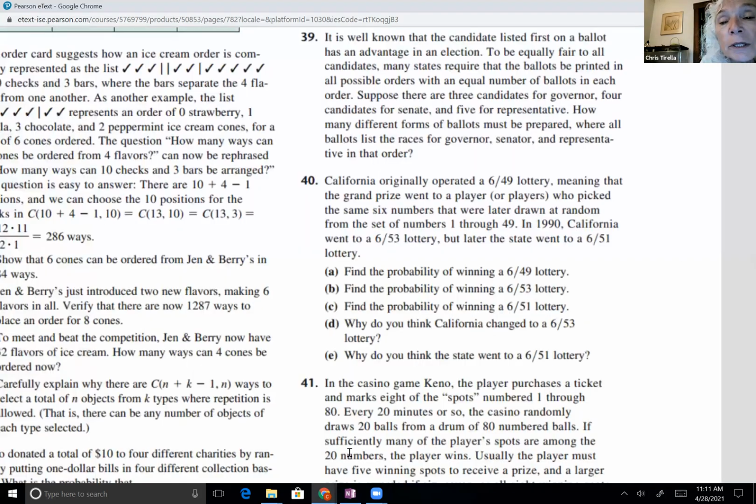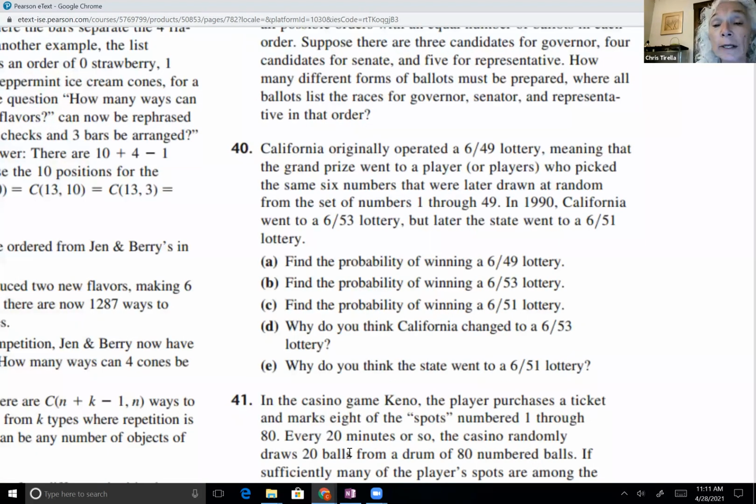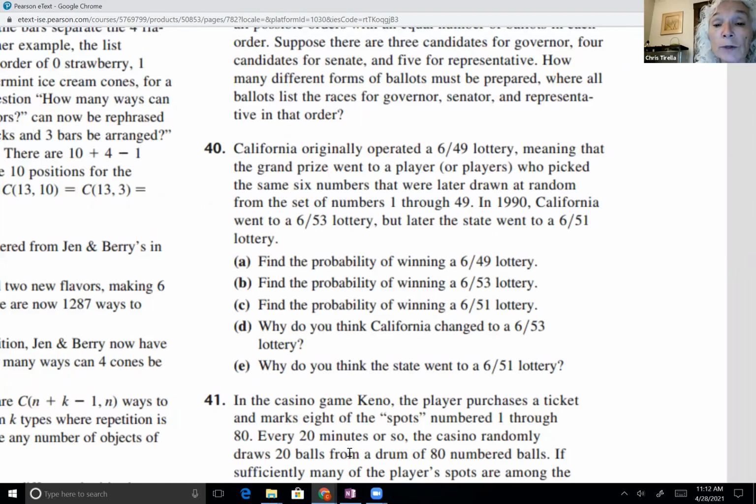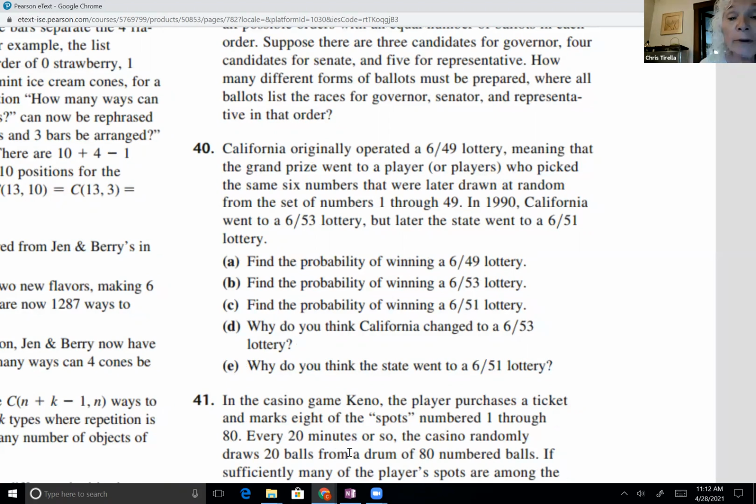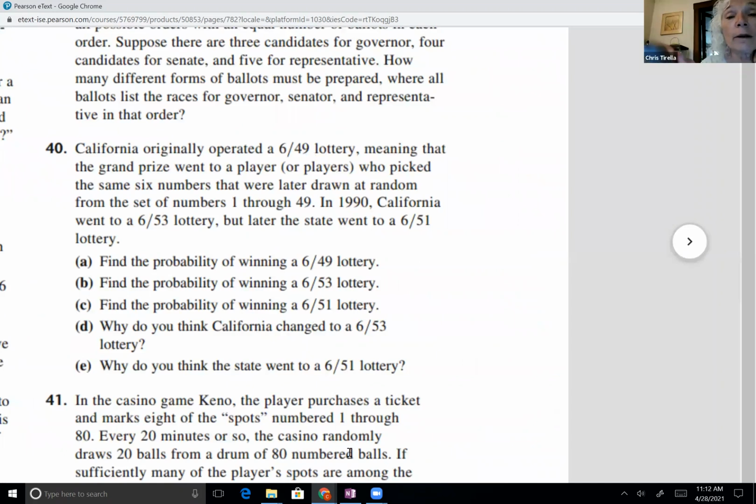California originally operated a 6/49 lottery, meaning the grand prize went to a player or players who picked the same 6 numbers that were later drawn at random from a set of numbers, 1 through 49. In 1990, California went to a 6/53 lottery, but later the state went to a 6/51 lottery. Find the probability of winning a 6/49 lottery. With a lottery, we're going on the assumption that order does not matter.